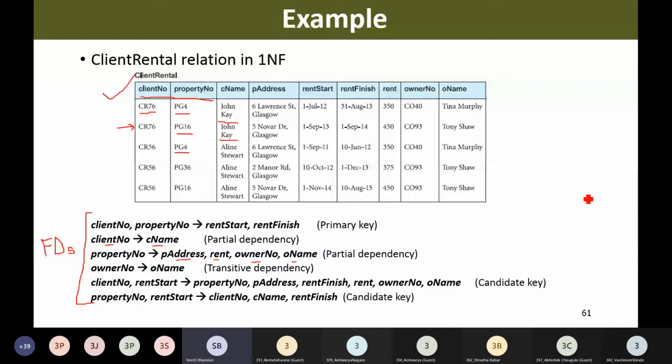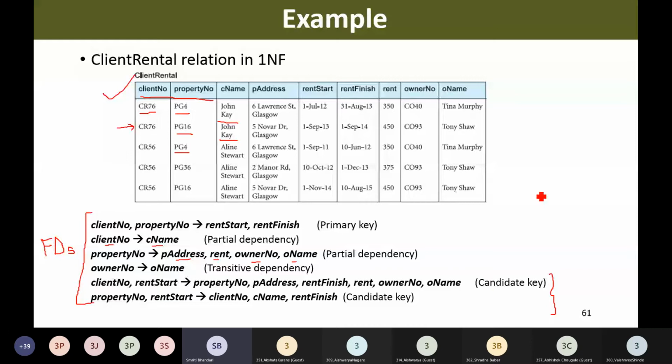Similarly, we are having owner number determining owner name. If owner number is the same, then we must have owner name which is also the same. So that is one more functional dependency that we may have. Further, we have identified two more candidate keys. Client number, rent start determining all attributes. Property number, rent start also determines all the attributes. So these are the additional candidate keys that we may find.